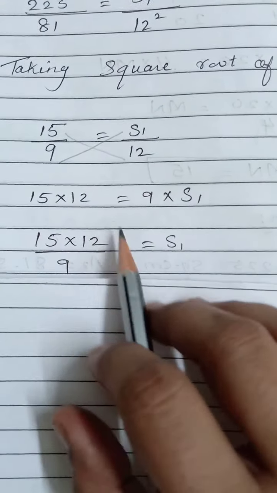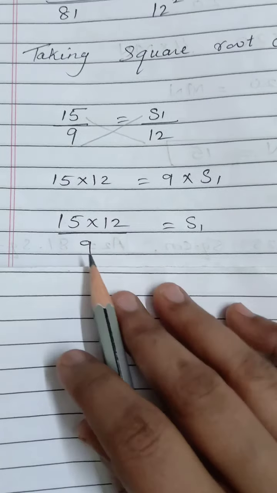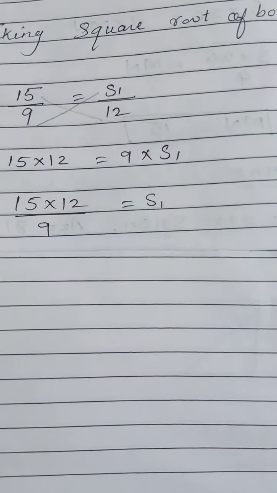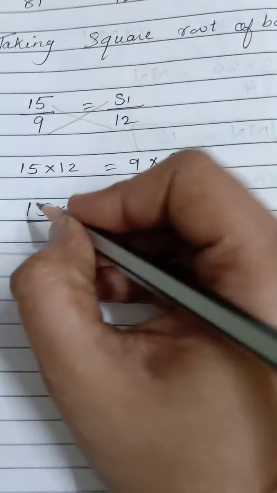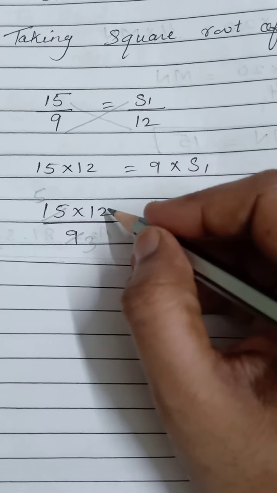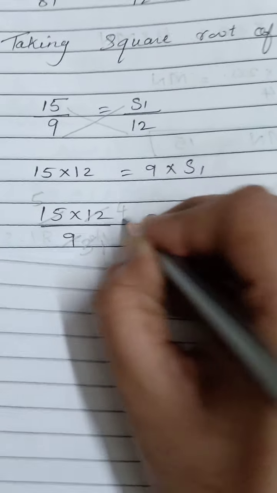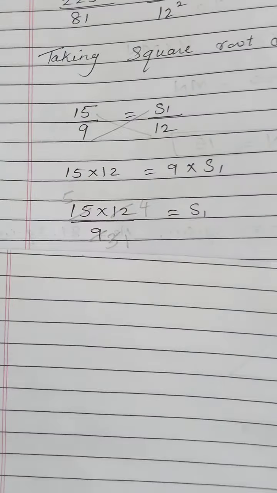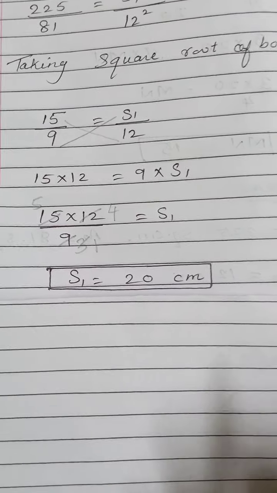Now all these numbers are multiples of 3, so we can cancel these numbers by 3. First of all I will cancel these two numbers. 3 3s are 9, 3 5s are 15. Again, this 3 and 12 we can cancel by 3. 3 1s are 3, 3 4s are 12. So we have got here 5 and 4 and we have to multiply. So 5 4s are 20. So the value of S1 is 20, and all the values are given in centimeters.